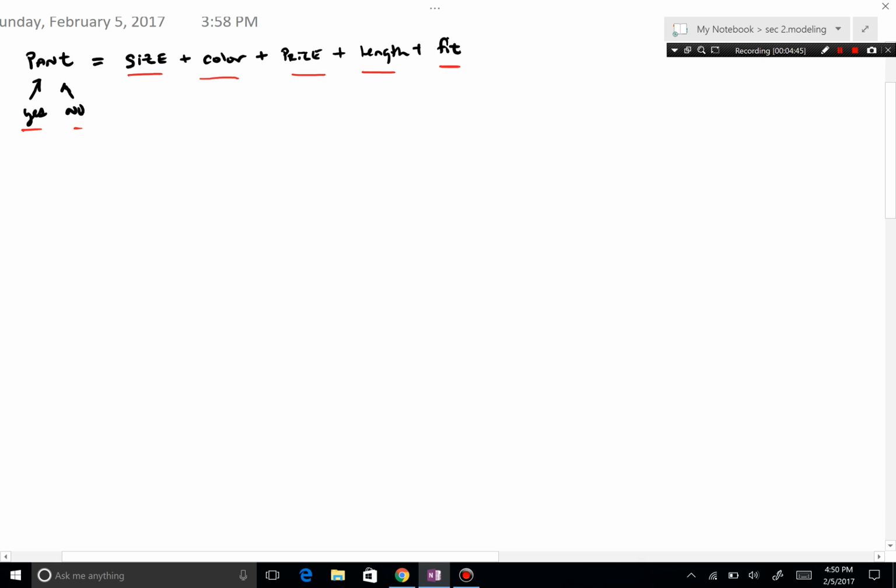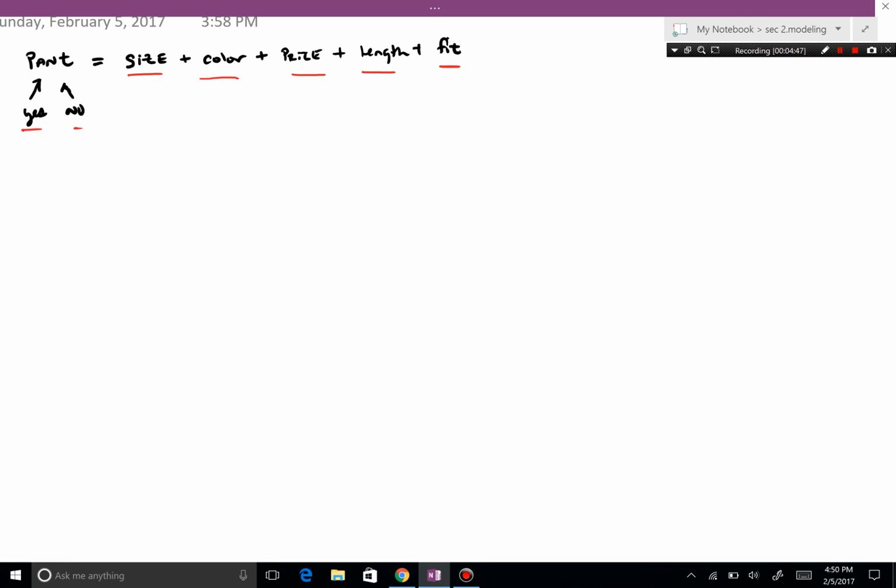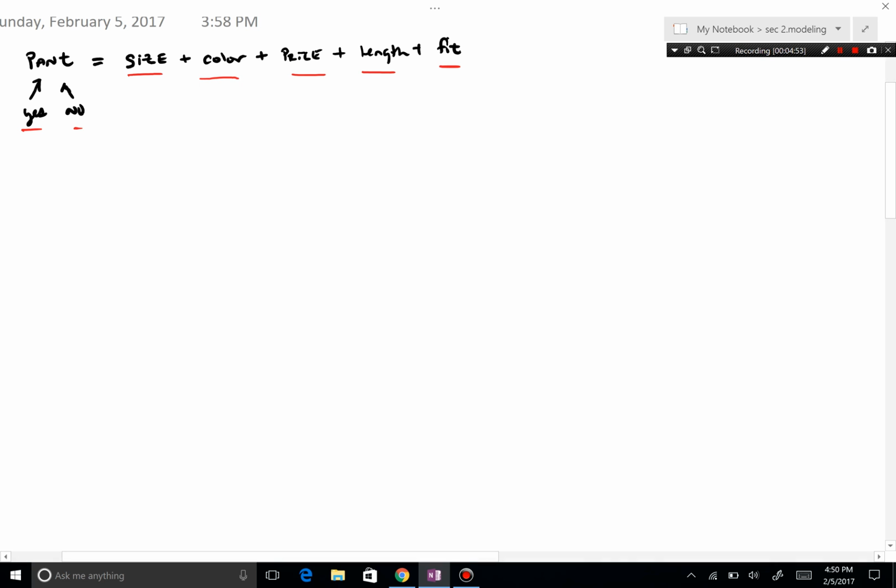Well, once again, what if I said that it might be easier to do this if the pants itself, what if size was a function of time?